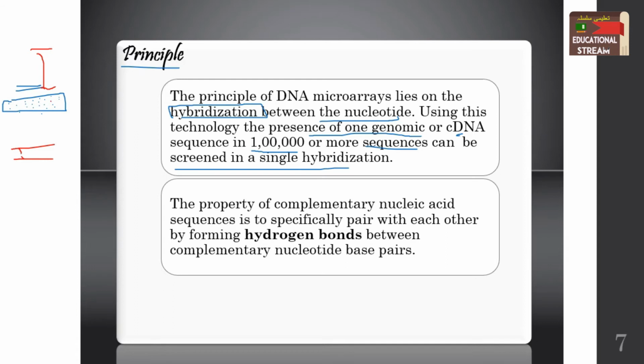We know that C and G make 3 hydrogen bonds, and A and T make 2 hydrogen bonds. So the property of complementary nucleic acid sequences is to specifically pair with each other by forming hydrogen bonds between the complementary nucleotide base pairs. So this is the principle of DNA microarray.